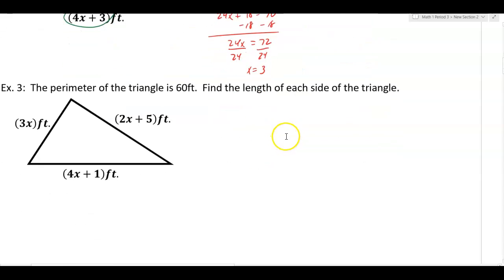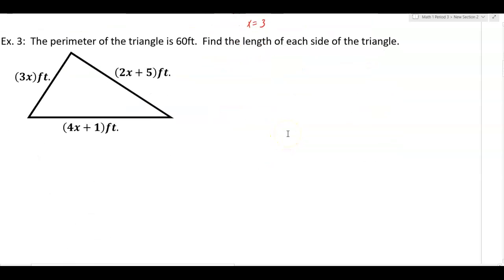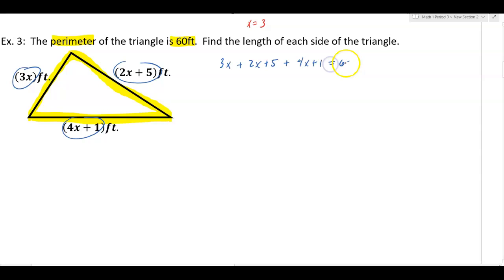Okay? Now the next one, they give you a triangle. And they tell you the perimeter of the triangle is 60 feet. So if we were to add up all three of these sides, it would add up to 60 feet. So we want to find the length of each side then. Well, to find the perimeter of a triangle, I add up all the sides. So 3x plus 2x plus 5 plus 4x plus 1 equals 60. Now to solve for x, I'm going to combine like terms.